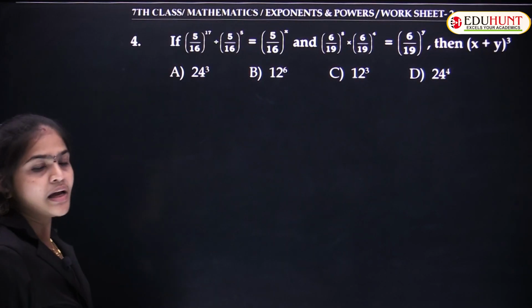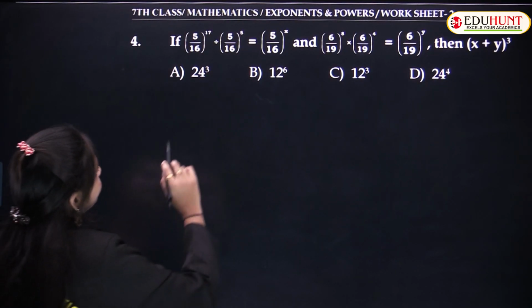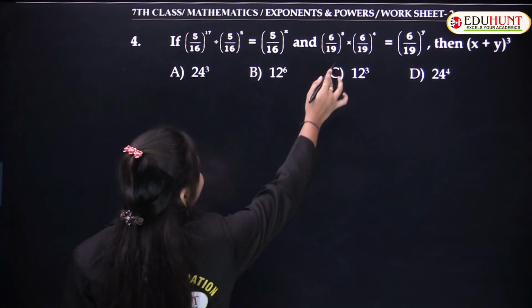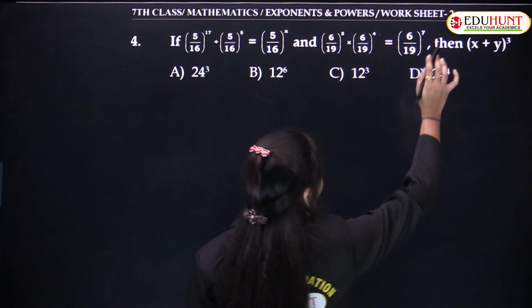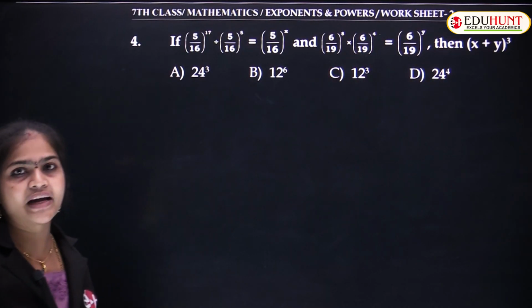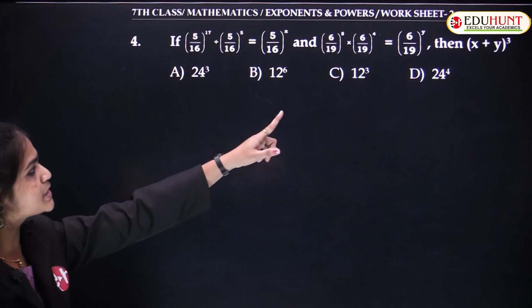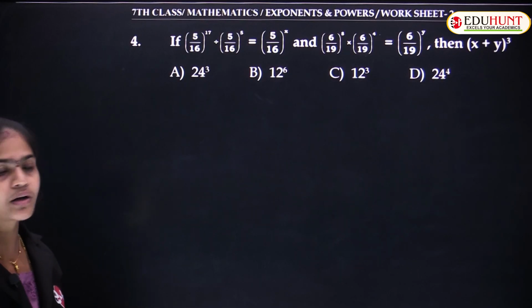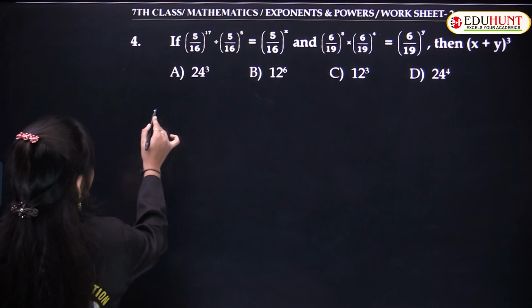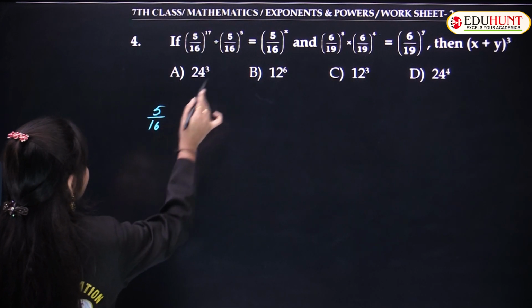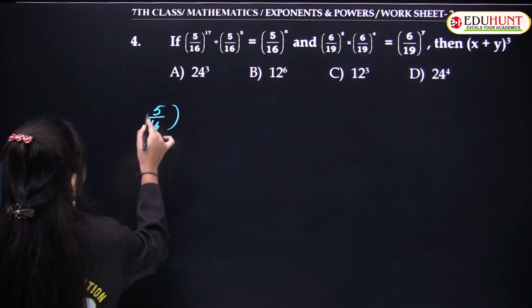Next, fourth question: 5 by 16 whole power 17 divided by 5 by 16 whole power 5 is equal to 5 by 16 whole power x. And 6 by 19 whole power 8 into 6 by 19 whole power 4 is equal to 6 by 19 whole power y. Now we need to find x plus y whole cube. Before that, first we need to find the x value here.